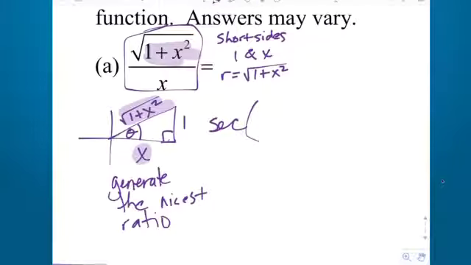I didn't choose secant. Secant chose me. I chose where to put my x and 1. I chose to put the x on the horizontal and the 1 on the vertical. Once I chose that, now secant chooses me.